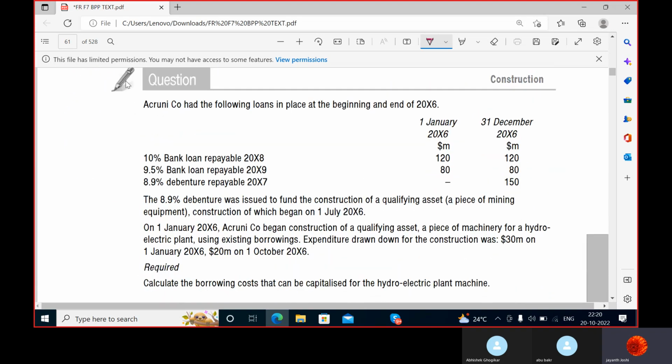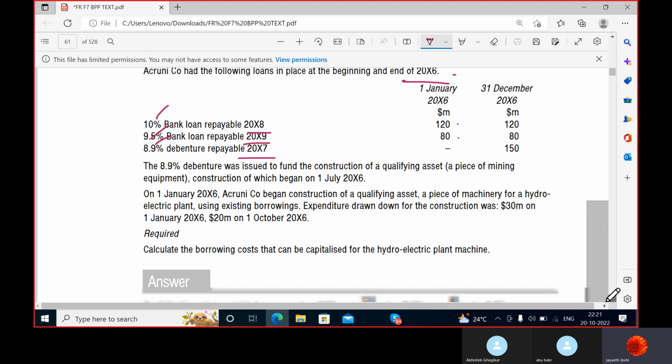Okay. So Acronis company had the following loans in place at the beginning and end of 2006. So a 10% bank loan repayable on this date, 9.5% and 8.9%. So you can see there are 3 rates. And there are some loans also, 120 million, 80 million, like that loans are given. But we want a single rate. So we will find that out.